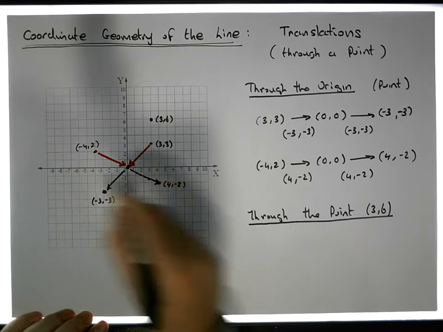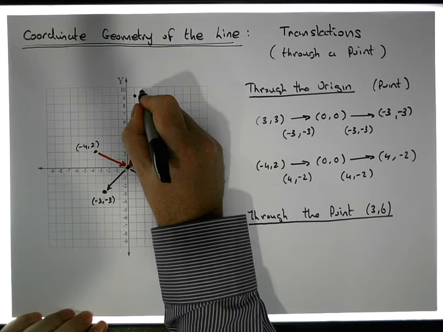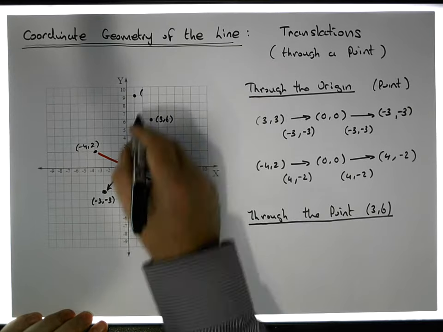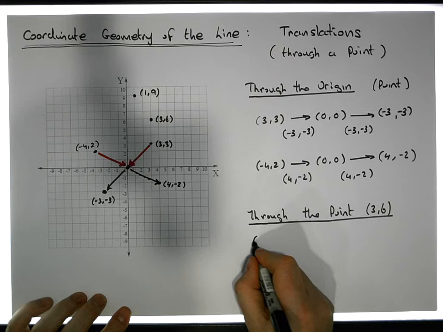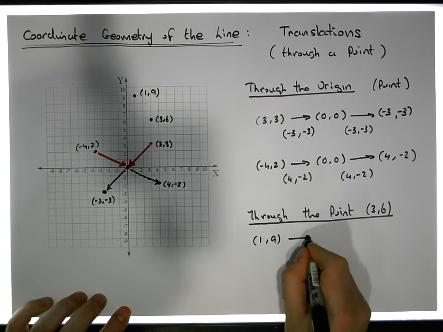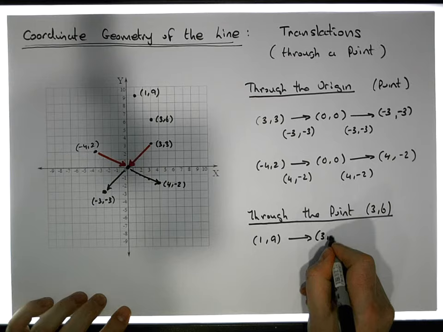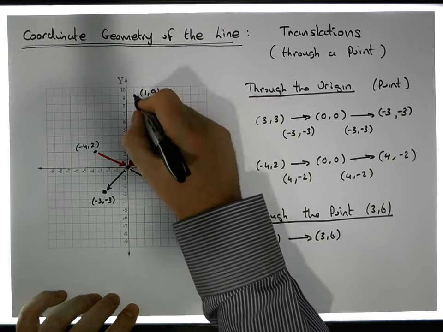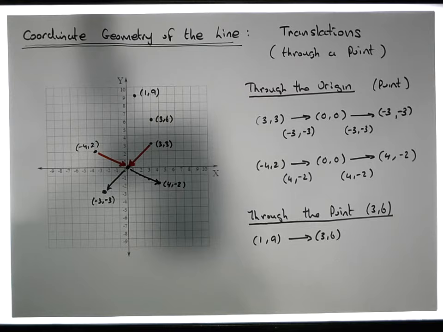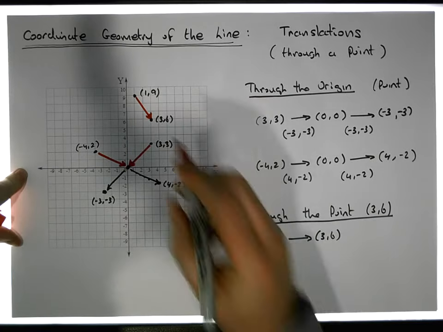So what happens to the point? Let's say this point here is 1, 9. Okay, where does 1, 9 go? Well, what we want to happen is for 1, 9 to be translated through the point 3, 6. So how do I get, first of all, from here to here? How do I get from 1, 9 to 3, 6? How do I get from here to here is the first question that we should try to answer.